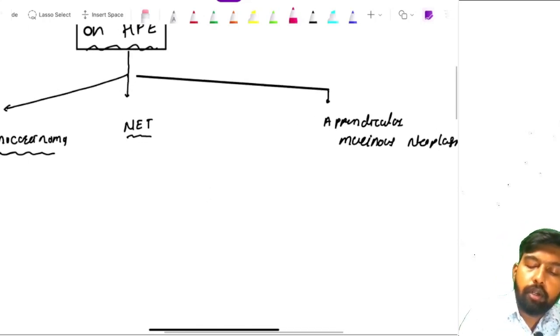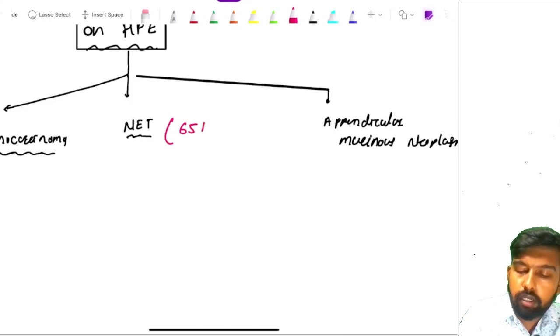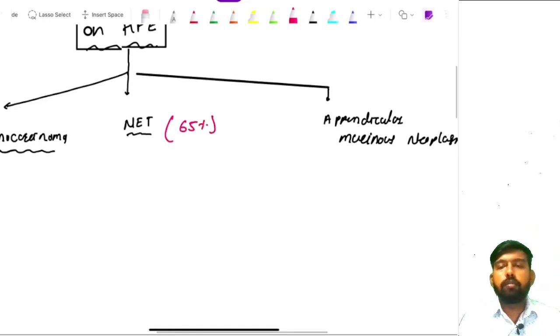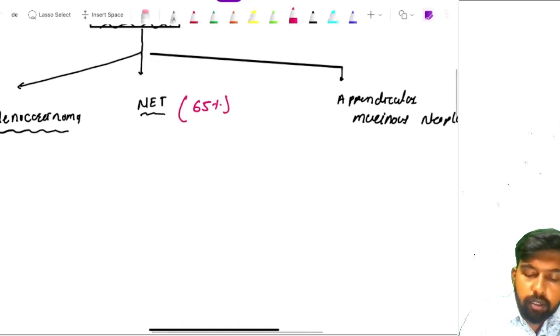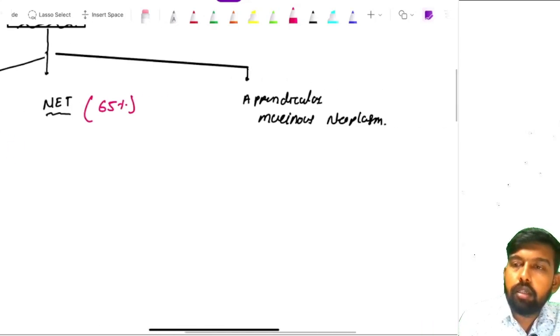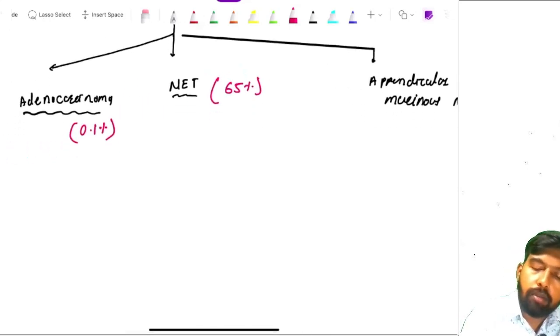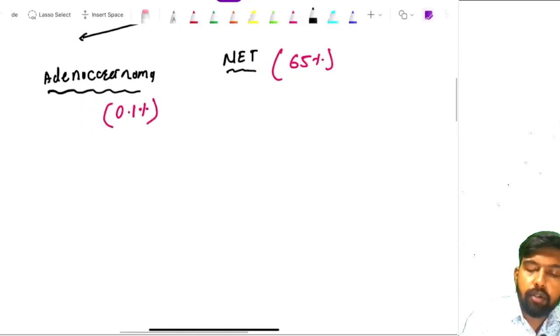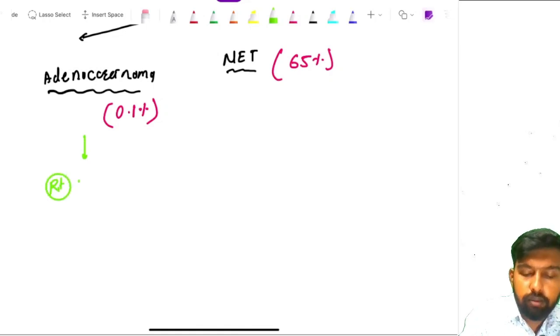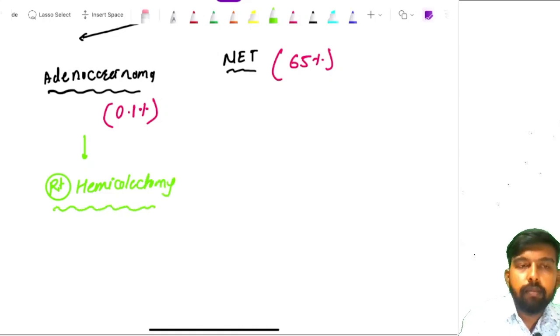Among these, the neuroendocrine tumors are the most common variety, which constitute 65% of all appendicular tumors. The incidence of adenocarcinoma is about 0.1%, and the incidence of appendicular mucinous neoplasm is around 10 to 15%. So if the histopathological examination shows that it is adenocarcinoma, then we should straightaway go with the right hemicolectomy.